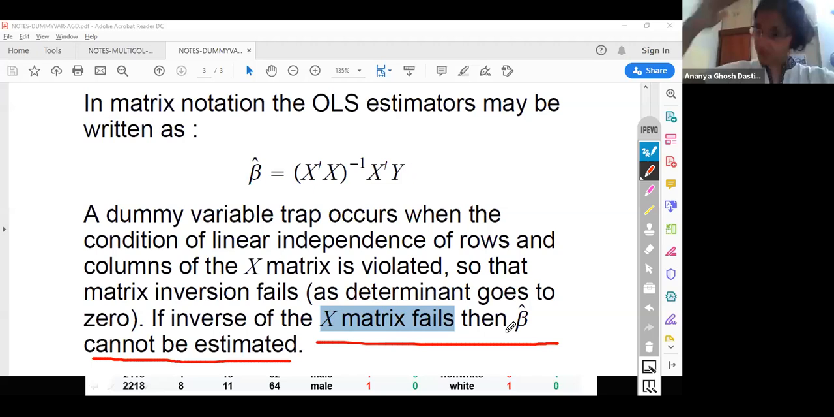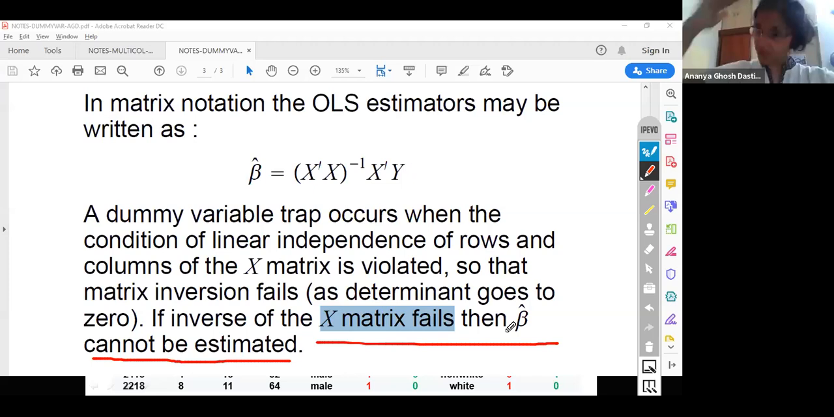And you are using the system of n equations to estimate k plus 1 unknowns. What are the k plus 1 unknowns? Alpha, beta 1, beta 2, beta 3, up to beta k. That is why the degrees of freedom of the regression is n minus (k plus 1). Why freedom? Because you are free to use any of these n. You have more.